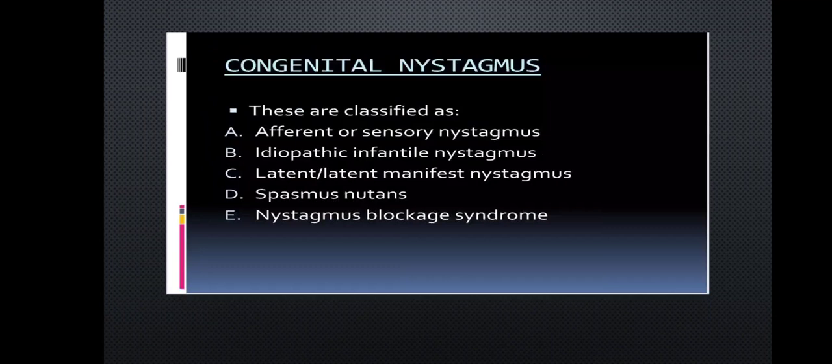The congenital nystagmus is classified as afferent or sensory nystagmus, idiopathic infantile nystagmus, latent manifest nystagmus, spasmus nutans nystagmus, and blockage syndrome.